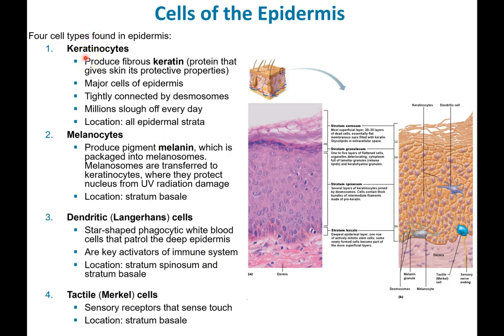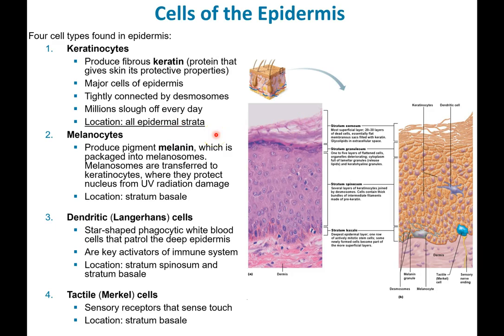The first cell type is keratinocytes, the main cells found in the epidermis. Keratinocytes produce keratin, a protein that affords skin its protective properties. Now, keratinocytes are tightly connected by a type of cell-to-cell junction called desmosomes. Many keratinocytes will slough off the surface of the skin each day, and we can expect to find keratinocytes in all epidermal layers or strata.